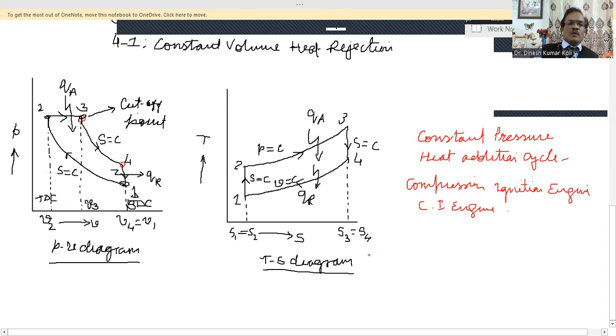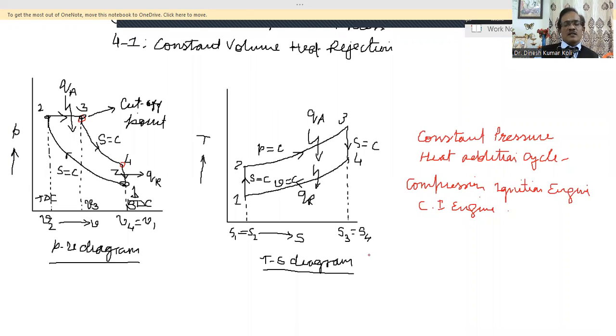This is all for the presentation of the diesel cycle in the previous diagram. Next, we will discuss the efficiency of the dual cycle in our next lecture.